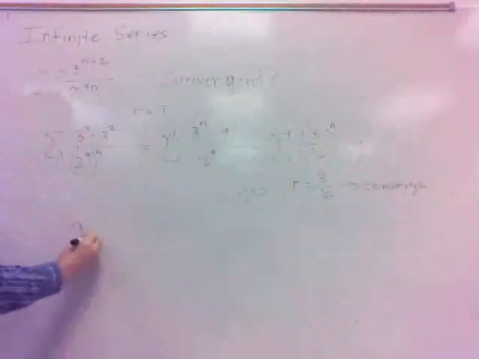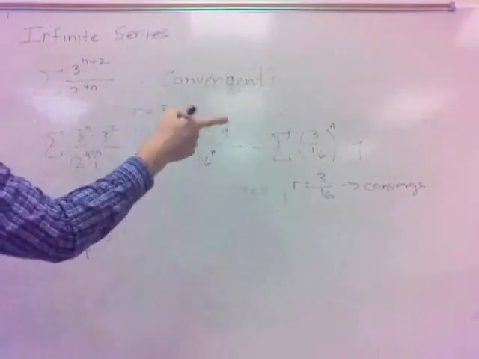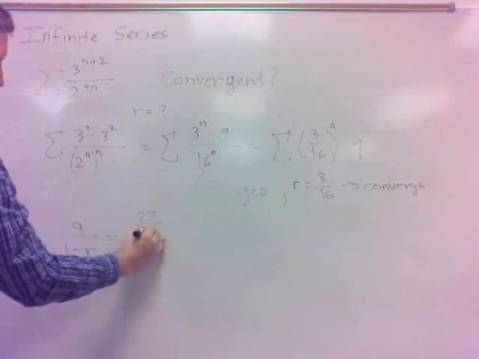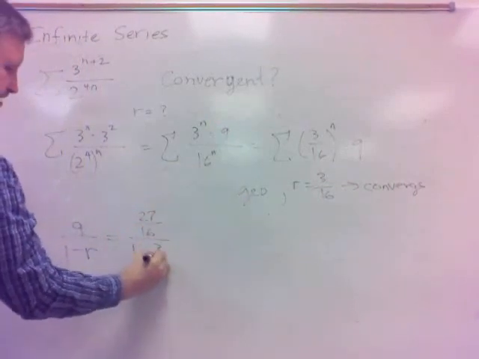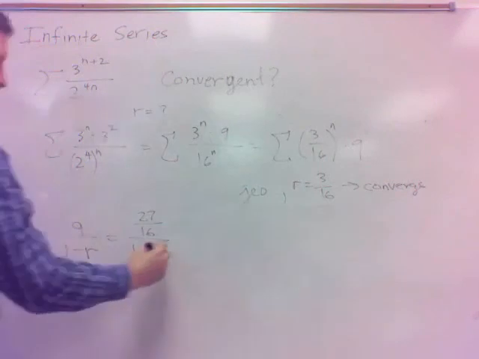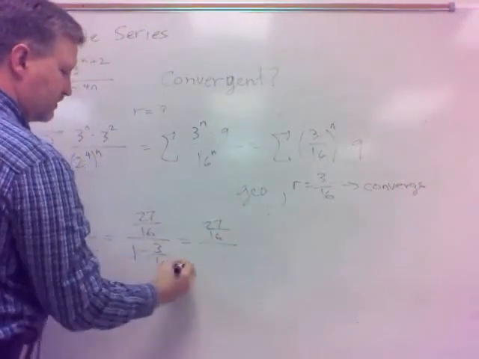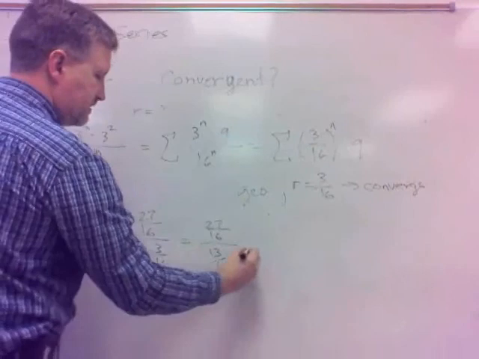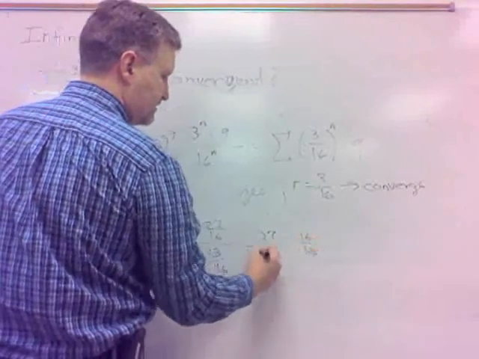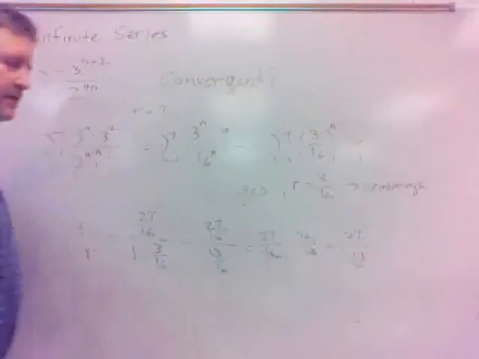What does it converge to? Well, a over 1 minus r is what it converges to. The first term is 3/16 times 9, 27/16, over 1 minus 3/16. So it's 27/16 over 13/16, which is 27/16 times 16 over 13. The 16s cancel, 27/13. Okay.